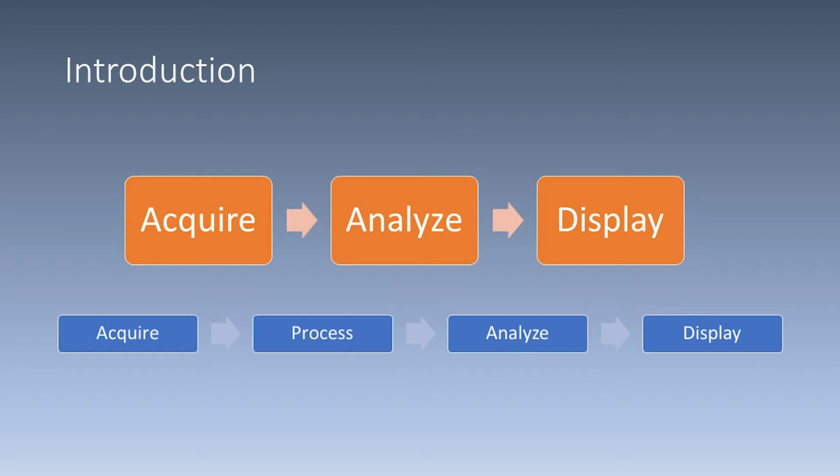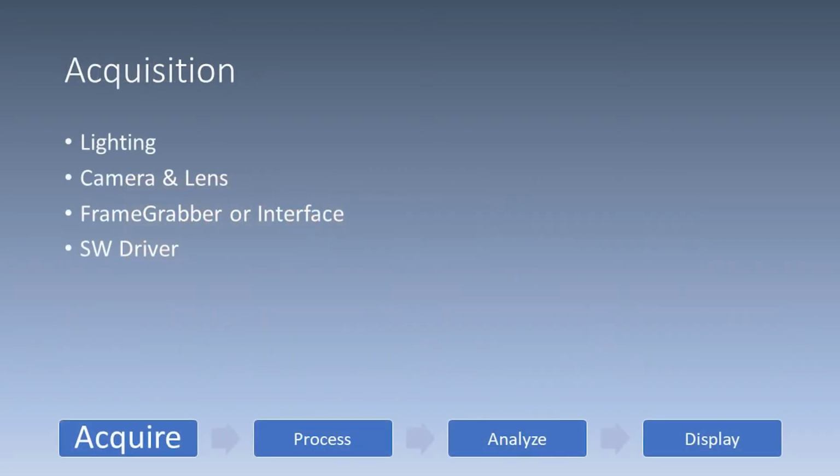So the first thing I'm going to talk about is acquisition. How do you actually get information into the computer? And basically there's 4 things you're going to need. You're going to need lighting, you're going to need cameras, you're going to need some sort of a frame grabber or an interface, and then you're going to need the drivers.